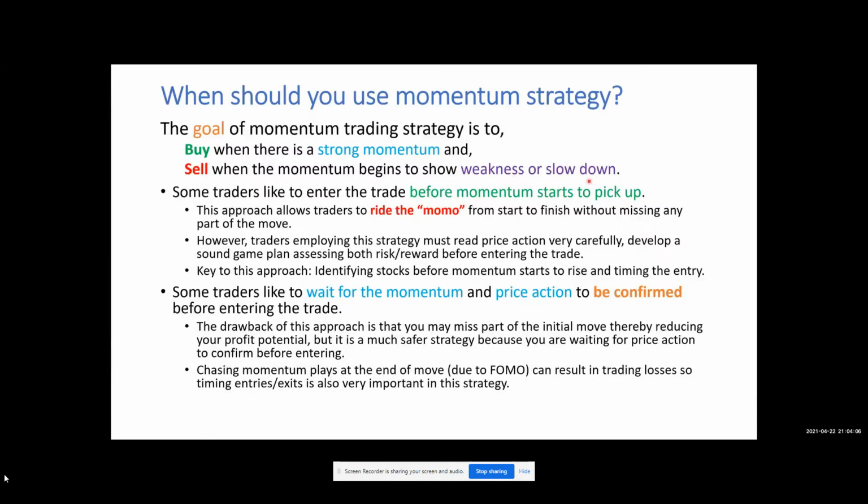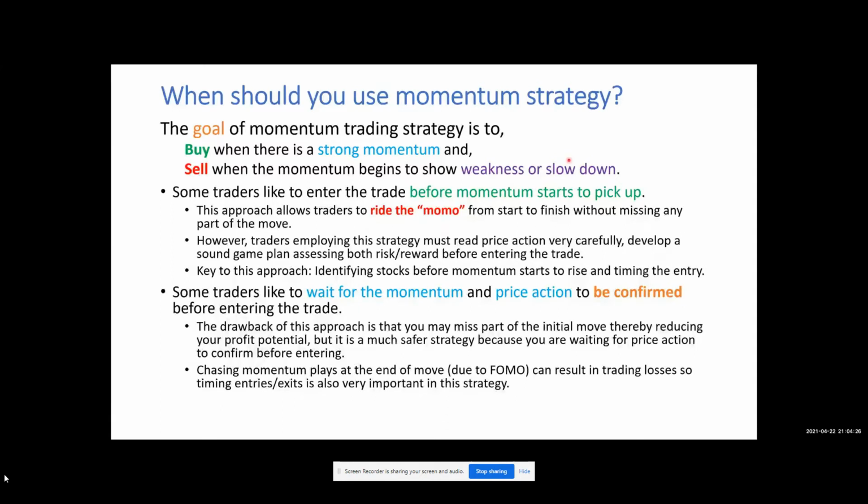This is my primary. I mean, all three of us, we trade momentum stocks every single day. If you're a day trader, if you want to be a scalper, you need to look for strong momentum stocks. And this should be your mantra. This should be your goal. You buy when there is strong momentum and volume, and you sell when the momentum begins to slow down or show weakness, right? It's that simple.